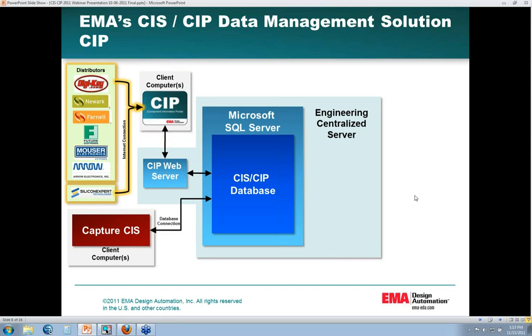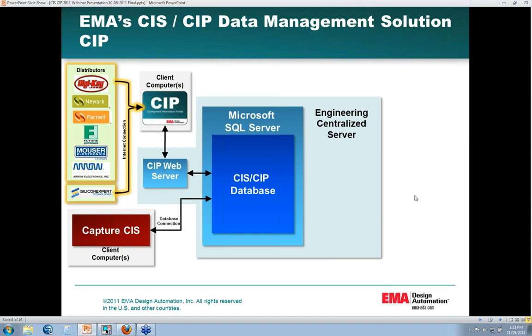One thing about CIP is that it gives you a lot of functionality and benefits when it comes to managing that CIS database. But one of the biggest benefits that we see with our customers is the need for getting parametric data from the distributors, being able to access the distributor information. So CIP populates your CIS database directly from the real-time online distributor parts database, which includes DigiKey, Newark, Farnell, Future, Mouser, and Aero.